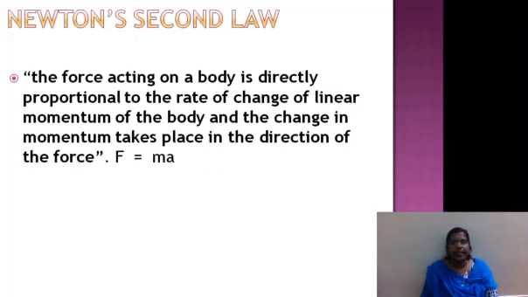The force acting on a body is directly proportional to the rate of change of linear momentum of the body, and the change in momentum takes place in the direction of force. This is called Newton's second law. Okay, therefore F is equal to ma. Let us see how does this come. Where m is mass and a is acceleration.